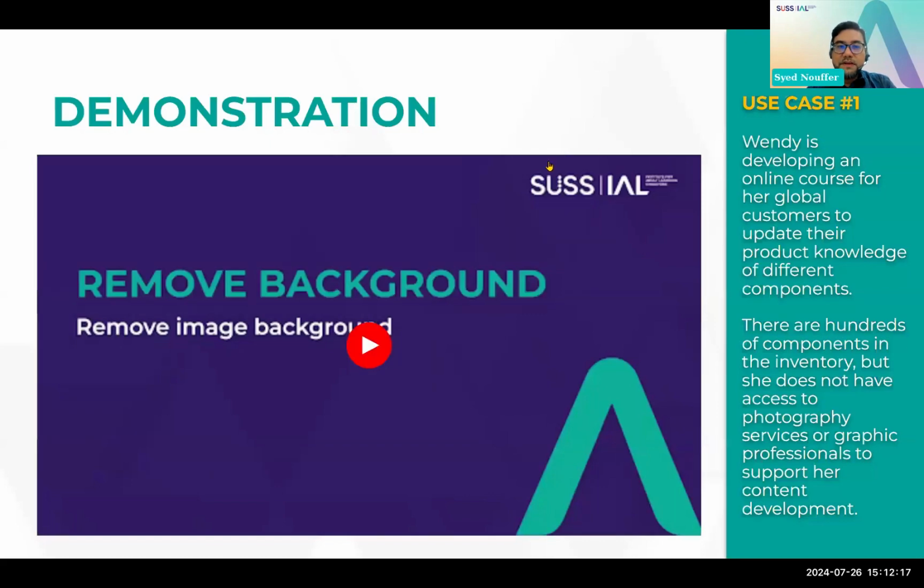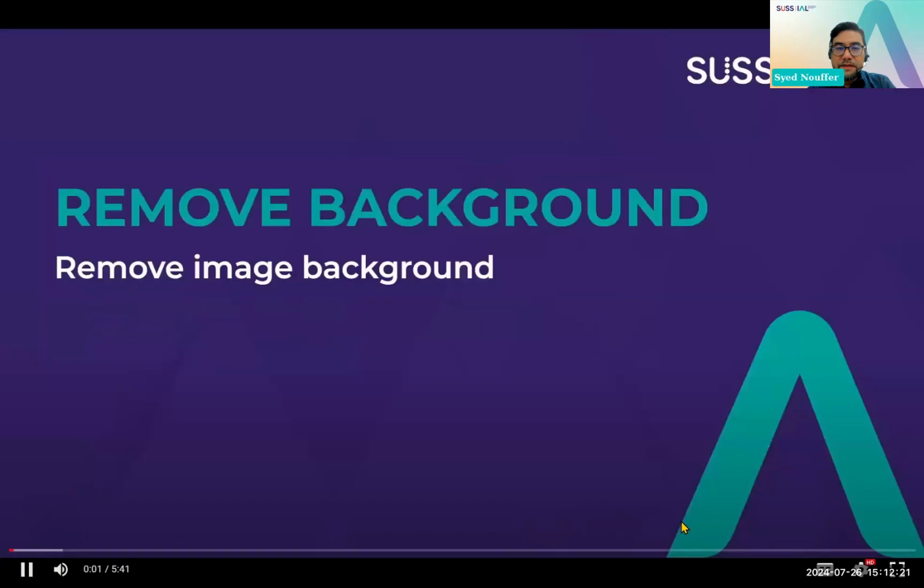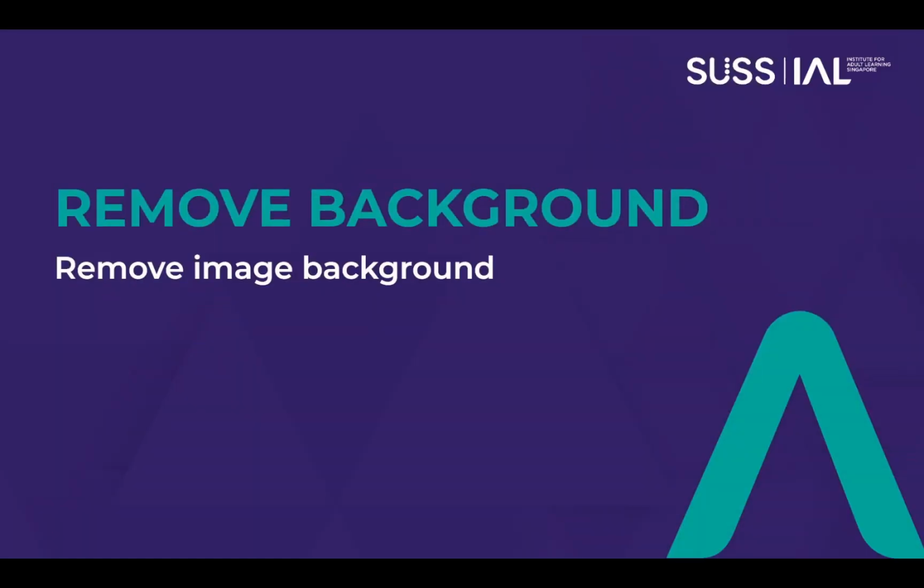Okay, I will now start with a demonstration. In this video, I'm going to show how we can use AI to manipulate and generate images for your learning content. The first example is to remove the background from a photo that we have taken from our mobile phone.